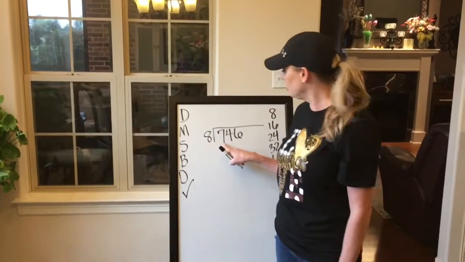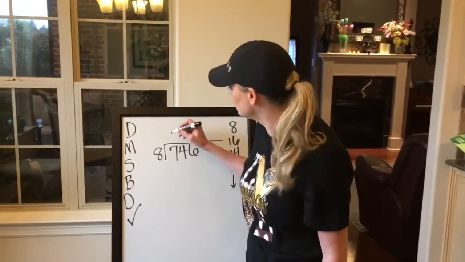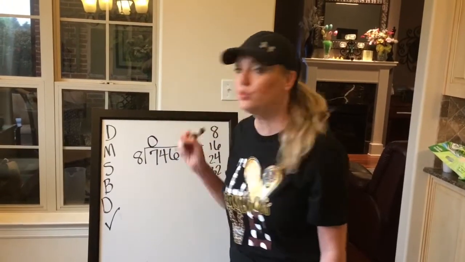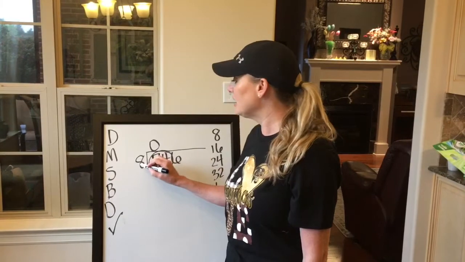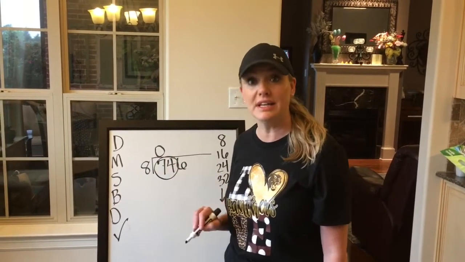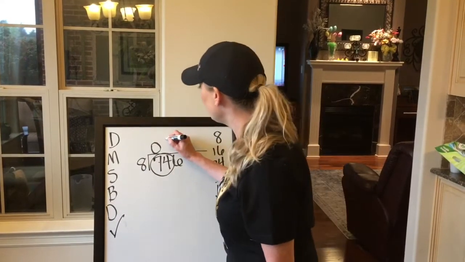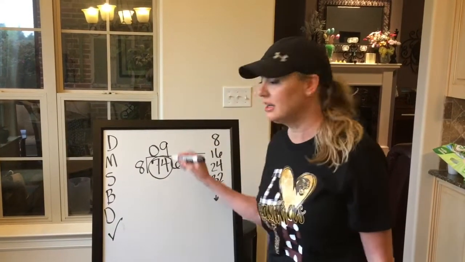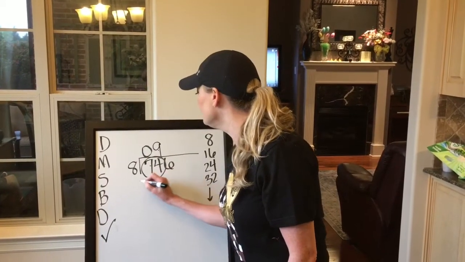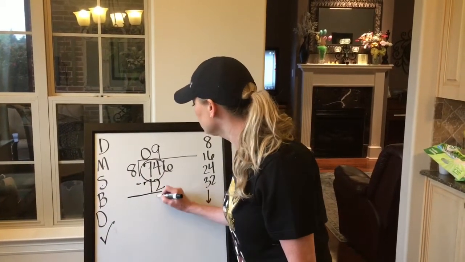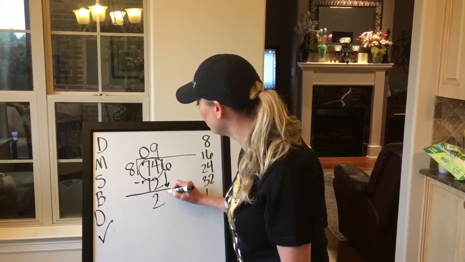Take the first number, the 7. Can 8 go into 7? No, it is too big. You want to hold it with a 0. Circle your 74. Can 8 go into 74? Yes, it can. 8 times what gets me to 74? It would be a 9. 9 times 8, multiply, 72. I subtract, get my 2, bring down the next number.